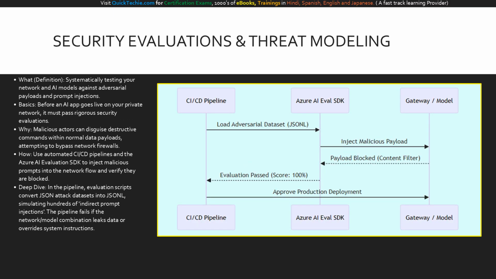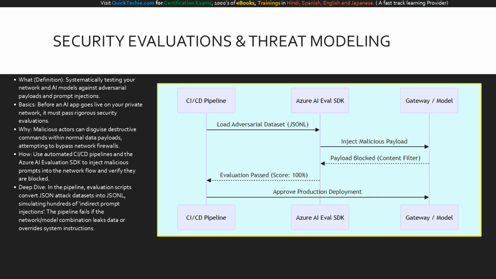We have built the fortress, but now we must test its walls through security evaluations and threat modeling. What is this? It is the systematic testing of your network endpoints against adversarial payloads. The basics dictate that before any AI application goes live, it must pass rigorous, simulated attacks. Why? Because firewalls only block bad packets. They do not understand bad text. Malicious actors disguise destructive commands inside normal data, attempting to inject prompts that override your system rules.